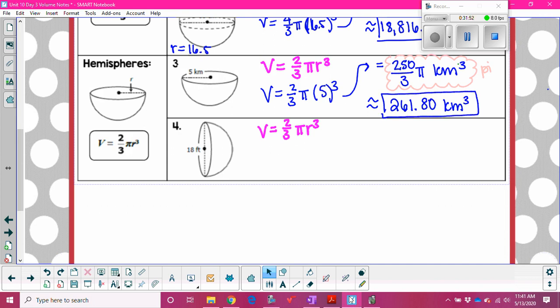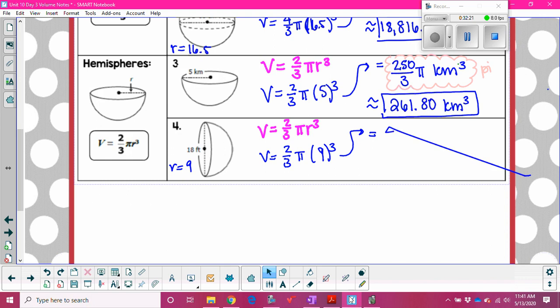There we go. Okay, y'all pause the video and y'all work number 4. Okay, so in number 4, I gave you the diameter and not the radius, but the diameter is 18. We know the radius is 9. So that's all we have to do is plug that in. So we have 2/3 times pi times 9 cubed. We're going to get that in terms of pi first because that's the most accurate answer. So when you do that, you get 486 pi.